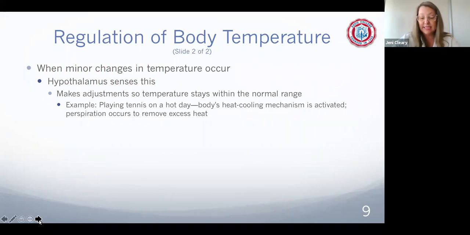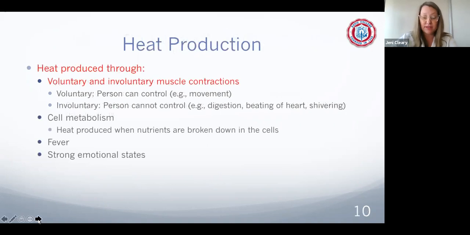Example, playing tennis on a hot day. The body's heat cooling mechanism, perspiration, occurs to remove excessive heat. Heat is produced through voluntary and involuntary muscle contractions.